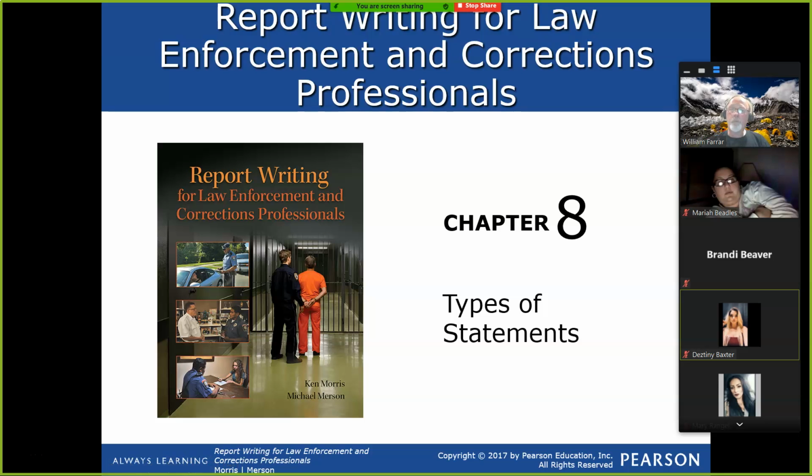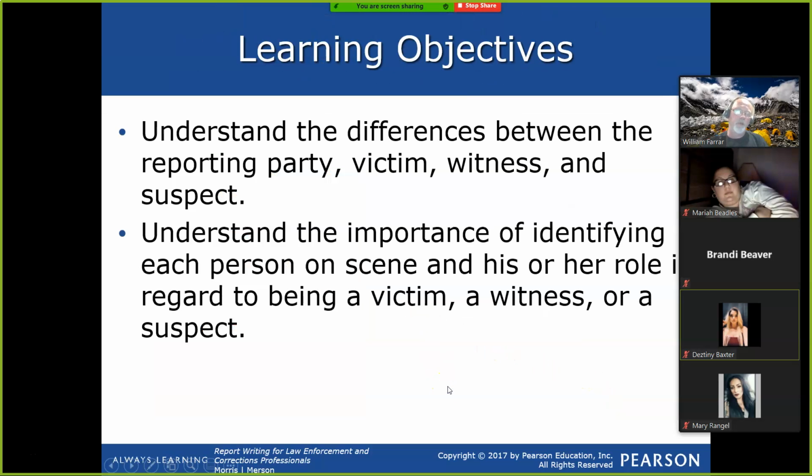Chapter 8 is going to cover statements, and it fits right in with your writing assignment for this week, because per the video, you are going to be talking to a potential suspect. Actually, when I watched the video, I'm pretty sure they believe this person is guilty or involved as a suspect. What I'm hoping you take out of this is to understand the difference between a reporting party, a victim, a witness, and a suspect, because each takes a different level of interview technique. You're not going to talk to a victim the same way that you might interrogate a suspect or a witness.